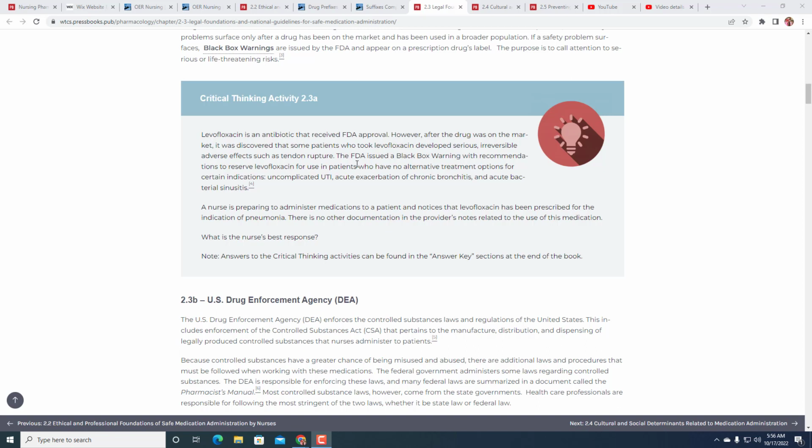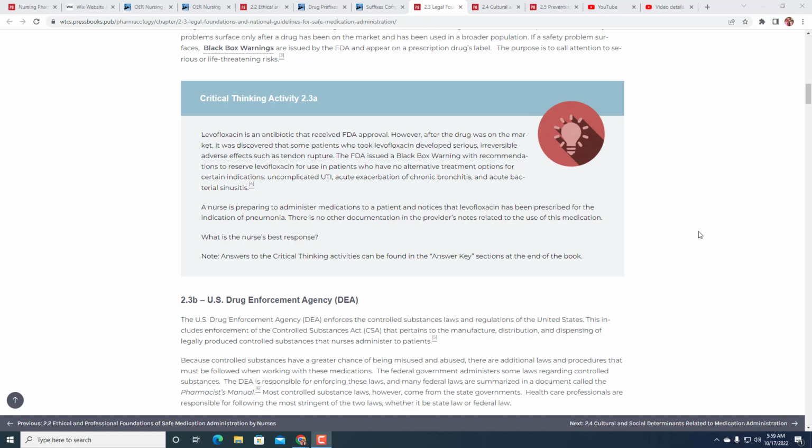A nurse is preparing to administer medications to a patient and notices that levofloxacin has been prescribed for the indication of pneumonia. There's no other documentation in the provider's notes related to the use of the medication. What's the nurse's best response? So we'll give you a second. Since this is not one of the normal indications, we're going to want to first clarify with the prescriber, whether nurse practitioner, physician, whatever, that they really meant to give levofloxacin for this patient. That's the first thing we're going to do.